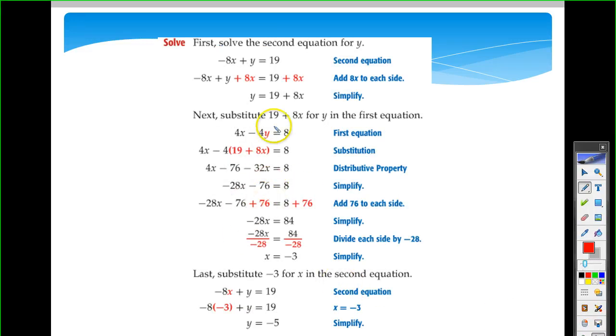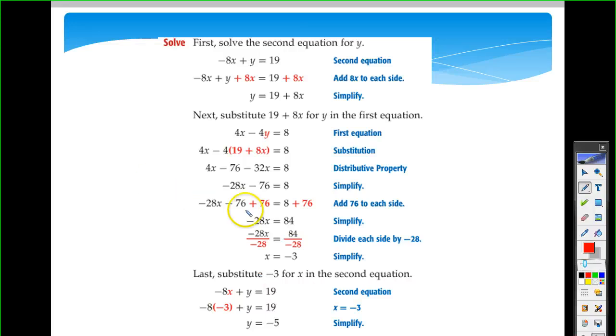Okay, so first they took the second equation, and they added 8x to each side, and then you got y equals 19 plus 8x. Okay, so here now you can substitute the y for 19 plus 8x. So instead of y, they put 19 plus 8x. They went ahead and solved for x. Okay, here they use the distributive property. And then they eliminated this negative 76 by adding 76 on each side. Divided by negative 28. And you have x equals negative 3.